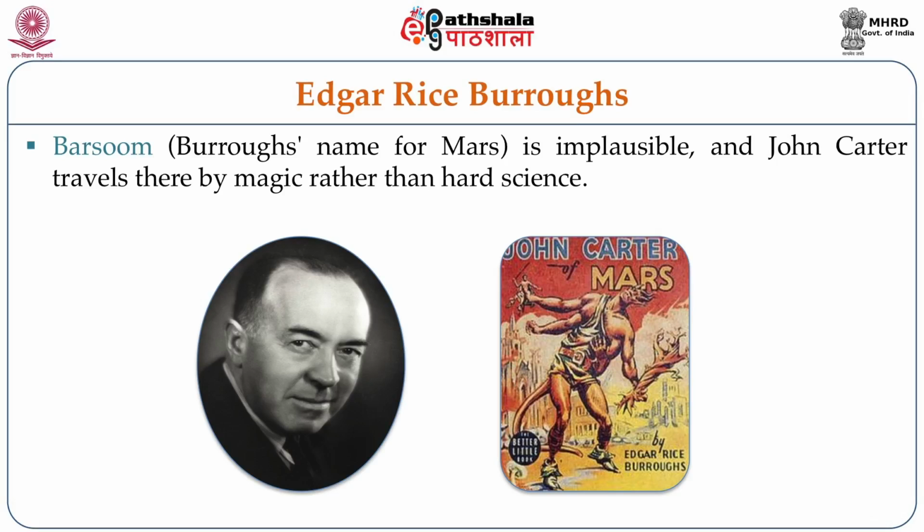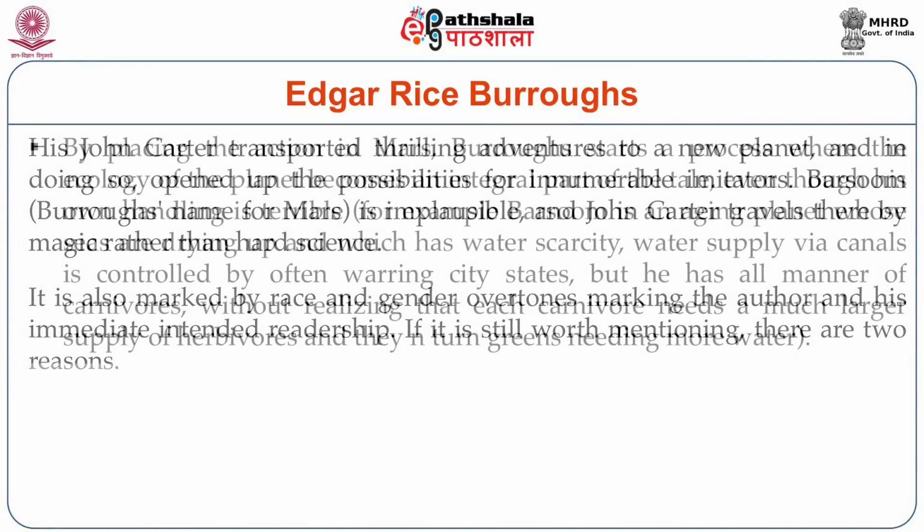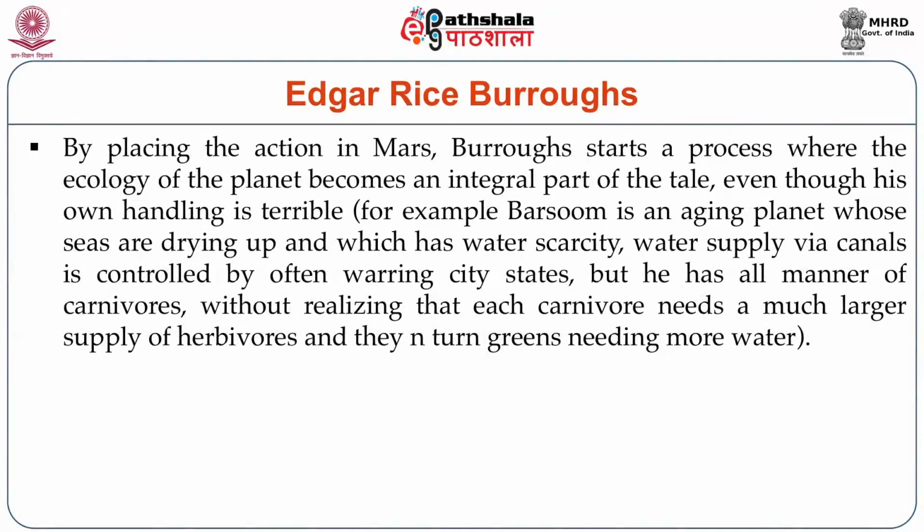Barsoom, which is his name for Mars, is implausible, and Carter travels there by magic rather than hard science. It's also marked by race and gender overtones, marking the author and his immediate intended readership. But by placing the action on Mars, Burroughs starts a process where the ecology of the planet becomes an integral part of the tale, even though his own handling is terrible.